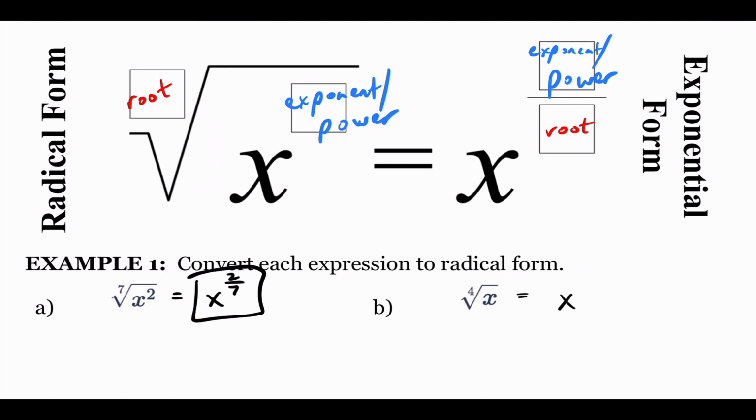Okay, so now let's do this guy. Letter B, 1B. What power does 1B have? That's the root. 4 is the root. The power is 1, right? If it doesn't have a power, it's 1. So 1 goes on top. And then the root is 4. So the 4th root of x is the same thing as x to the 1/4th power. They're the same thing. But instead of writing a root, I write a power.